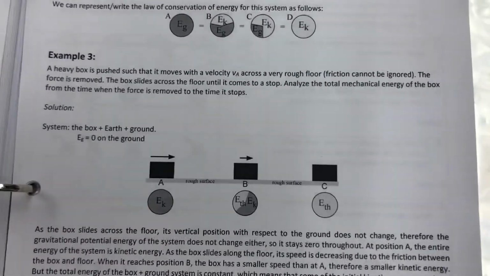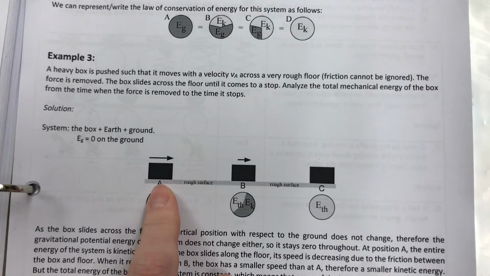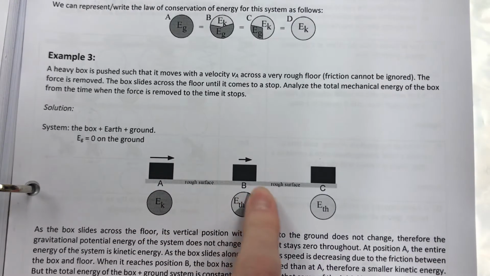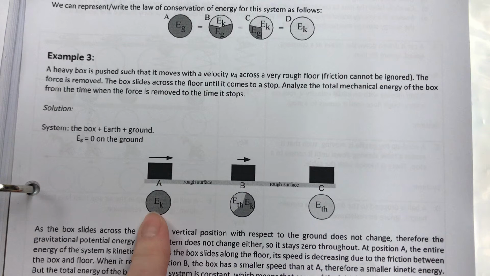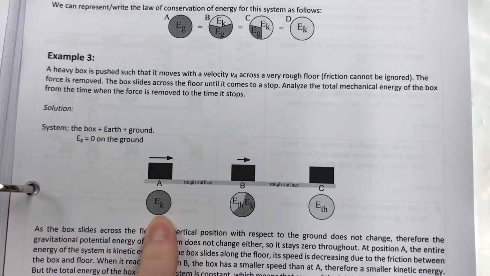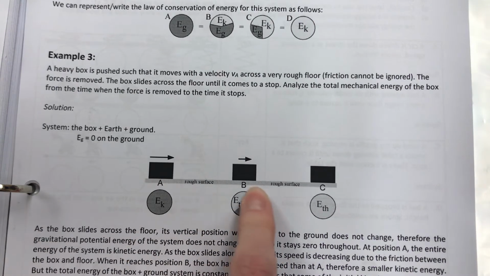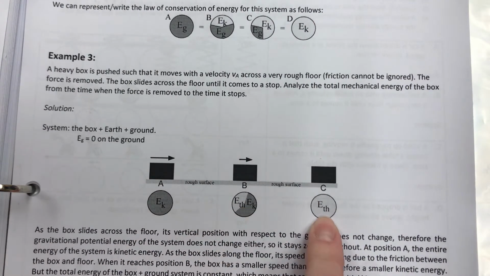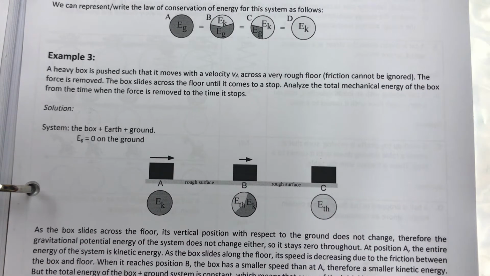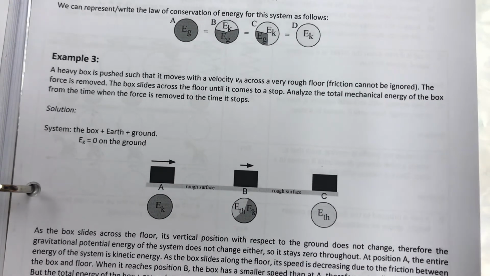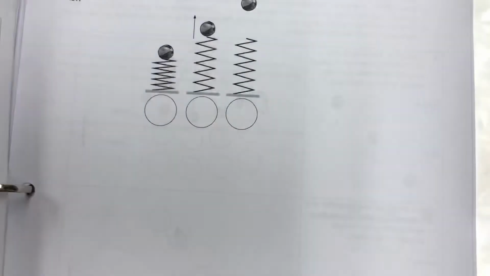Now here's one where a box is sliding across a rough surface and coming to a stop. This time it's not going up, so there's no gravitational potential energy. We have that kinetic energy and it's turning into thermal energy. If this was you sliding across a rough surface, you might get burned by the thermal energy. That's called rug burn. So we're just showing that the energy is changing.